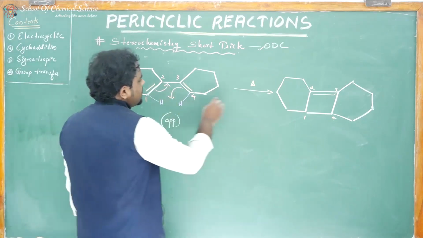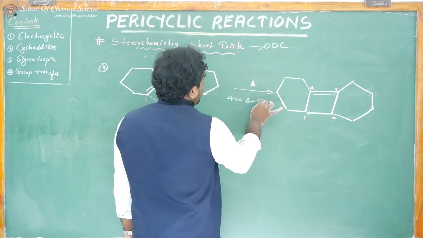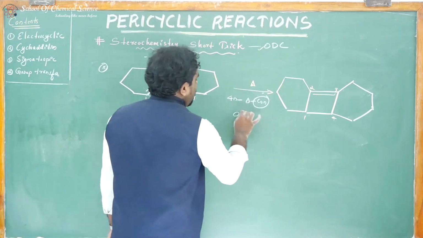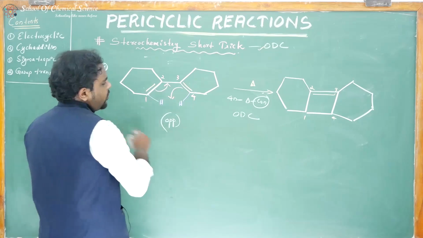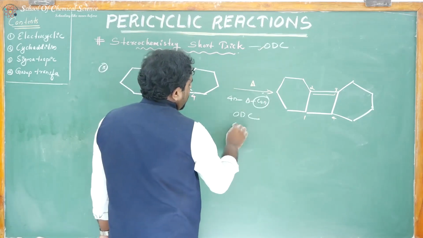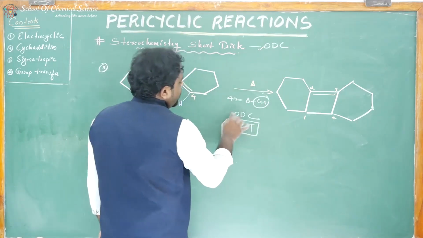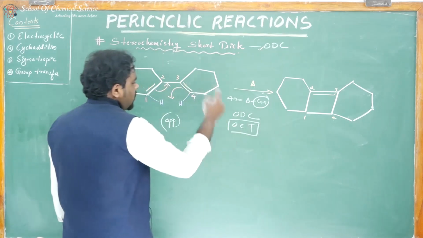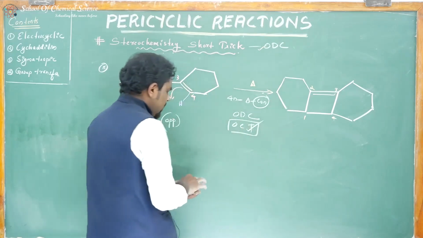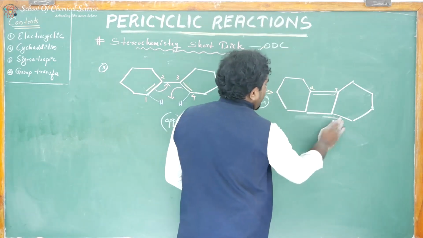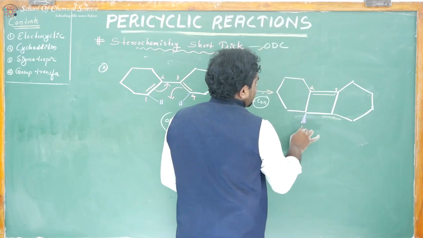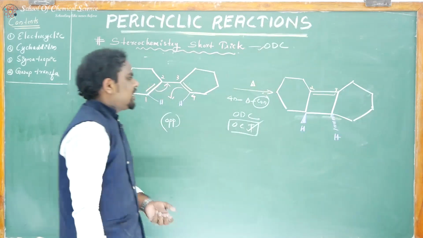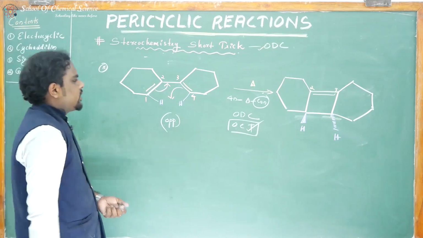So the system is a 4n system. 4n thermal rotation is conrotation. You have to follow the ODC rule because the substituents are opposite. But here the rotation is con, so OCT: substituents opposite, conrotation, they are trans to each other. The two substituents are trans to each other. That means the first hydrogen is above the plane and the second hydrogen is below the plane. That is the stereochemistry of the product.